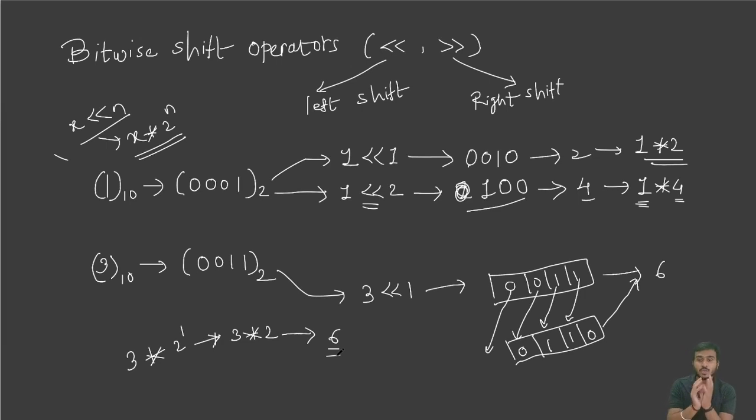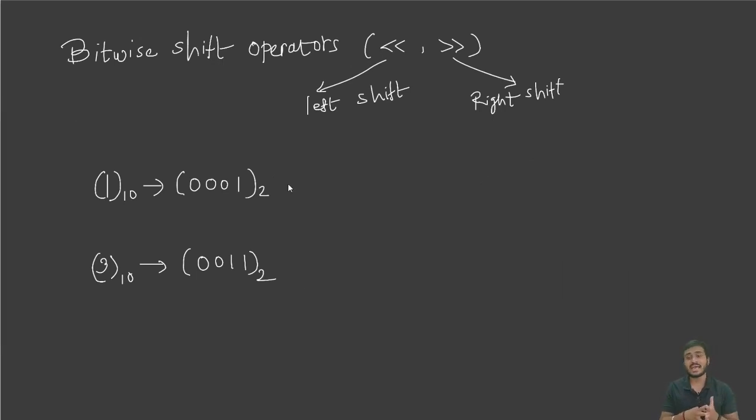Alright, now I hope we are clear with how the left shift operation is working. Let's quickly see how the right shift operation works. Let me just clear my whiteboard. For the right shift as well, we'll take the same examples, 1 and 3. We have already converted them to binary. Now let's see how the right shift operator basically works.